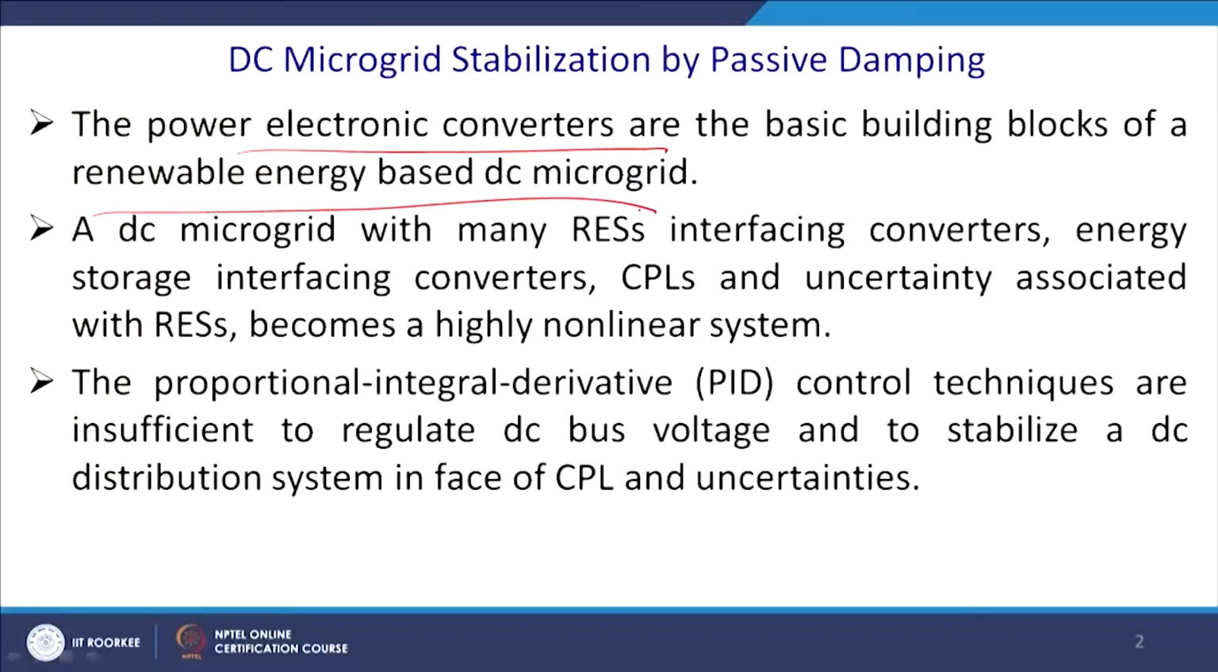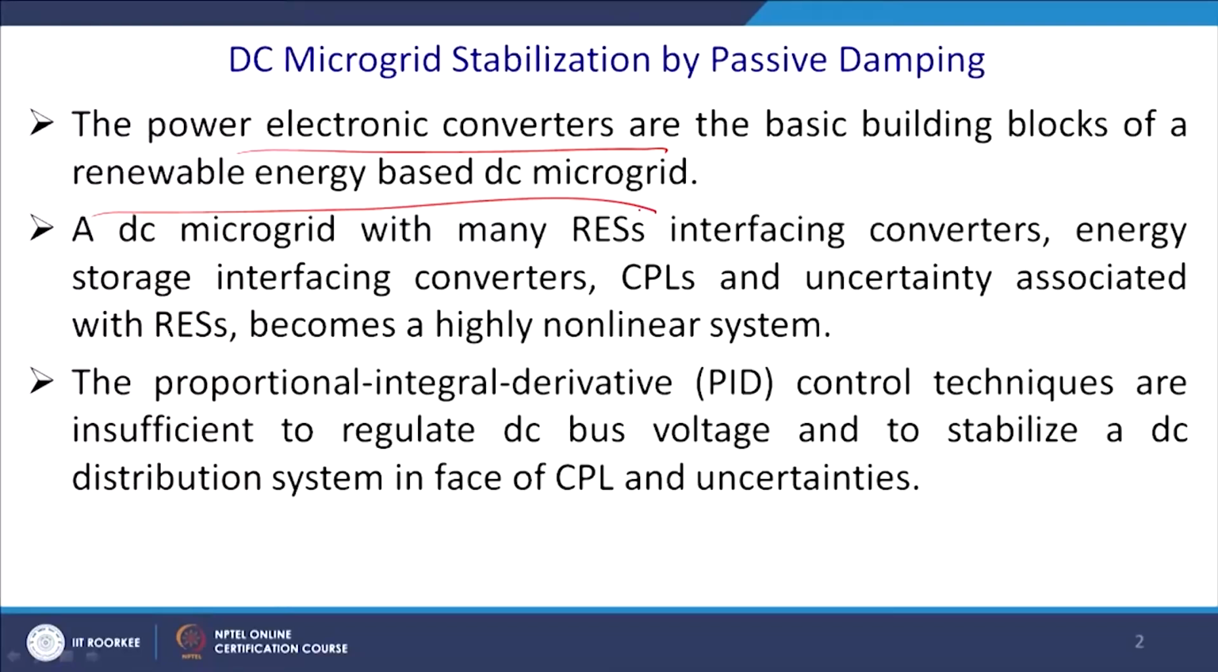Now, as we have seen in previous lectures, there are many power electronics converters and their impedance matching is an issue, and thus we require a lot of tuning. We have already said several times that the power electronics converter is the basic building block of this microgrid, especially the renewable energy based DC microgrids.